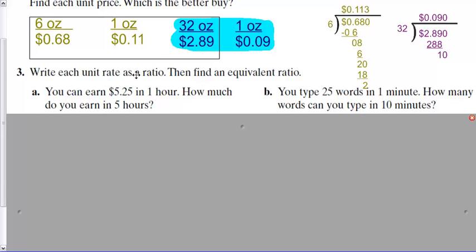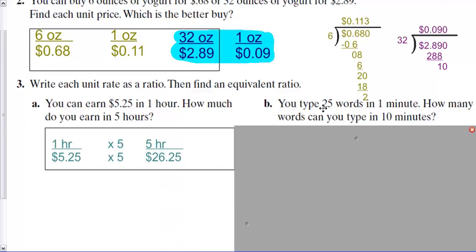Alright. Number 3. Write the unit rate for each ratio, then find an equivalent ratio. So basically, again, we're writing two equivalent fractions, only they're called unit rates. Okay, you earn $5.25 in 1 hour. How much do you earn in 5 hours? And then here, for B, you type 25 words in 1 minute. How many words can you type in 10 minutes? So go ahead, pause the video, give it a try, and we'll see how you do.